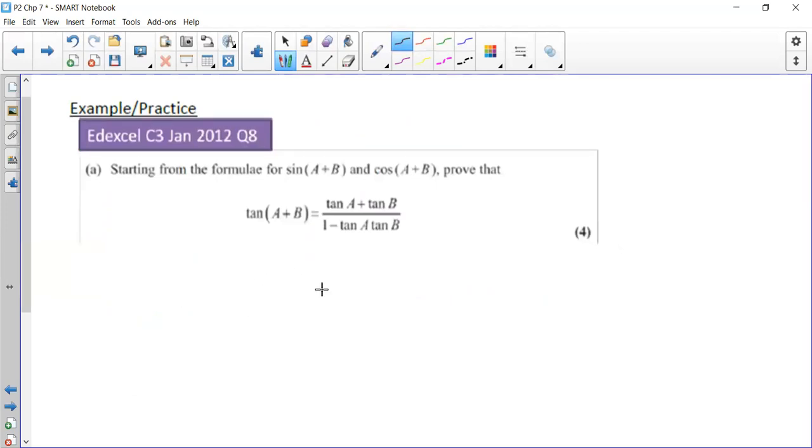Next, example and practice. I say example because I need to show you the skill of how to do this, but it's all practice because you can come back to it later and have a go at this question. In order to prove tan A plus B is this formula, this is a 4 marks question. There are not a lot of steps, but you need to be shown the steps before you have the idea of how to do it later on. Starting from the formulas sin A plus B and cos A plus B, prove that tan A plus B equals tan A plus tan B over 1 minus tan A tan B. I'll give you maybe 5 seconds to think about which side we start, left-hand side or right-hand side?